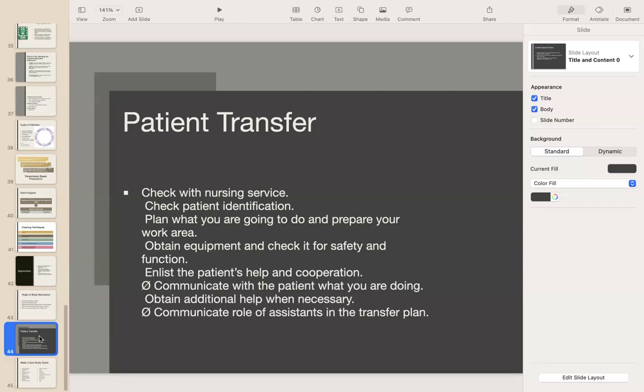And then next, communicate with the patient what you're doing, obtain additional help if necessary, and then make sure we've communicated the role of everybody in assistance in the transfer plan. So make sure we've got somebody directing the show, counting off when we're going to move the patient to the table and when we're going to move them back. So those are the big things with patient transfer.